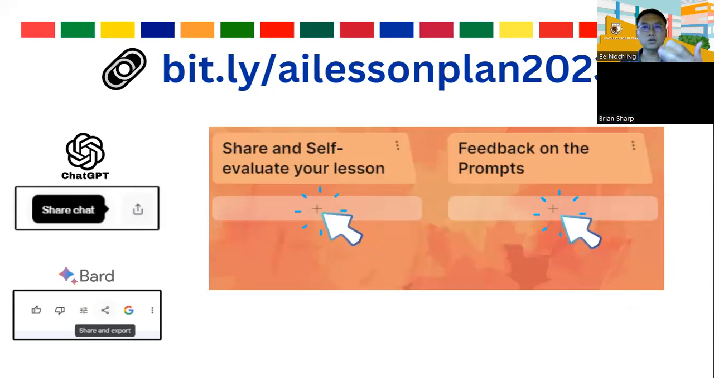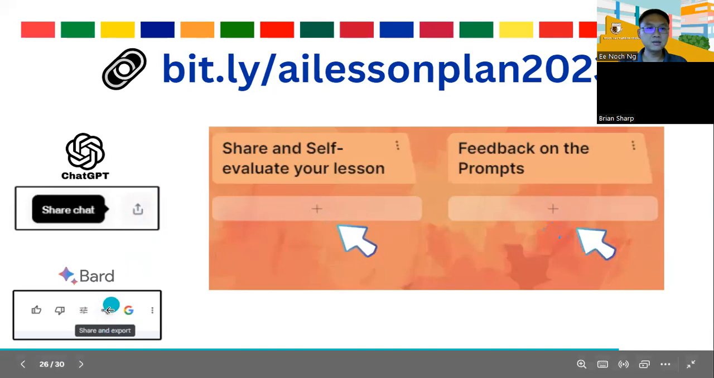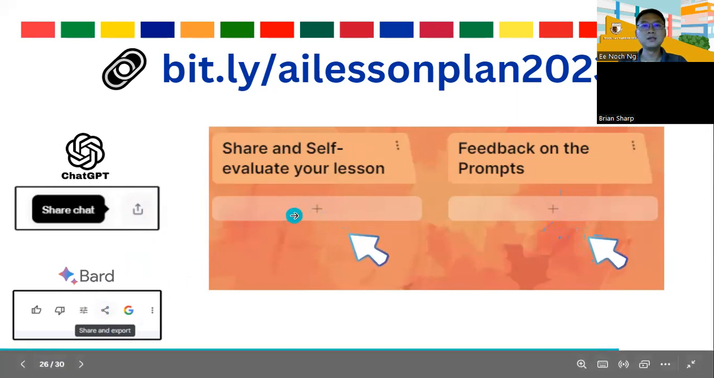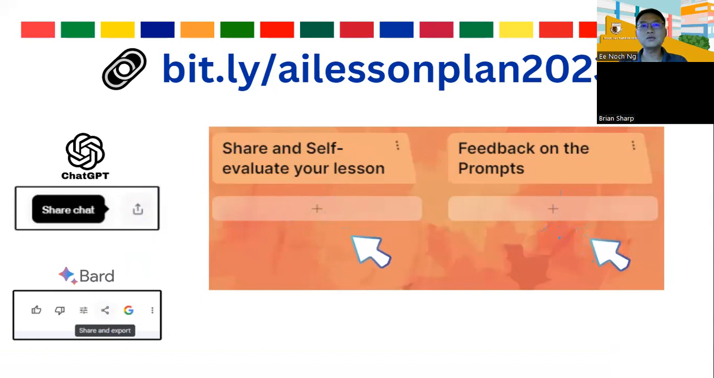I want to also see what you have done. So please share the lesson that was generated with me. ChatGPT has this share chat function. Bard has the normal share icon. Feel free to copy and paste the link into this part here. I assume that you know how to use Padlet. So please add a new post, share your lesson, and share your own feedback. What do you think about the lesson? So that's the first part here.